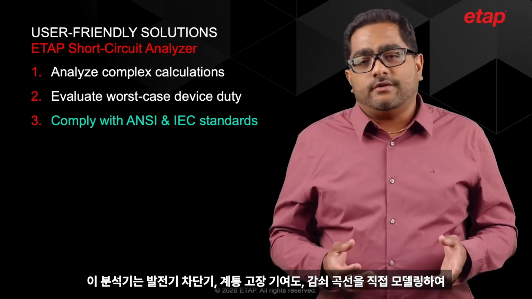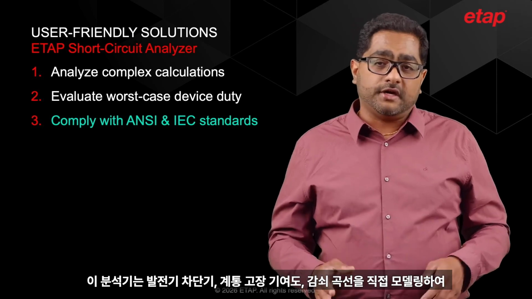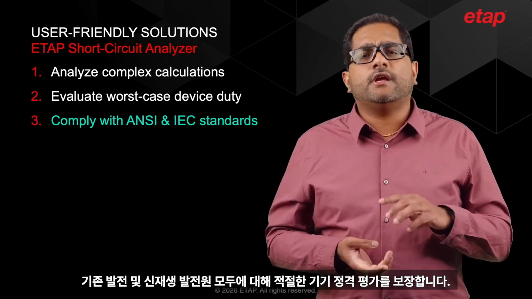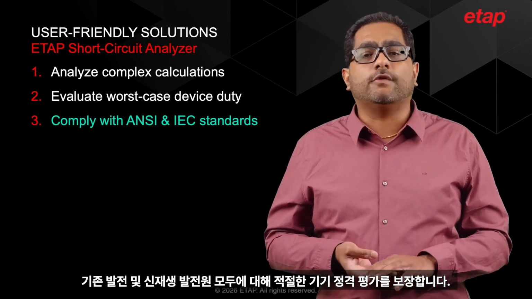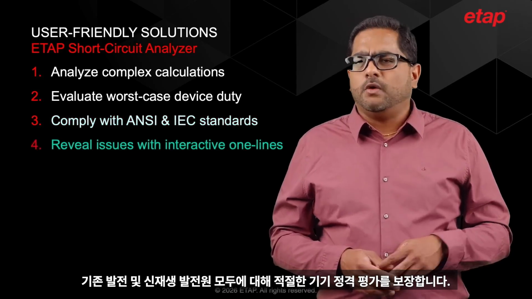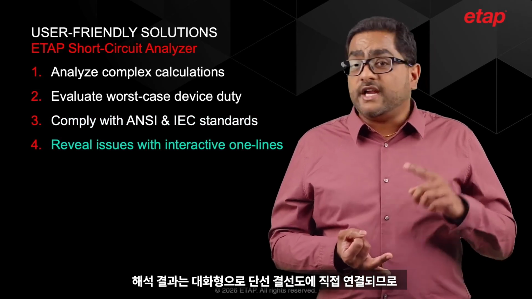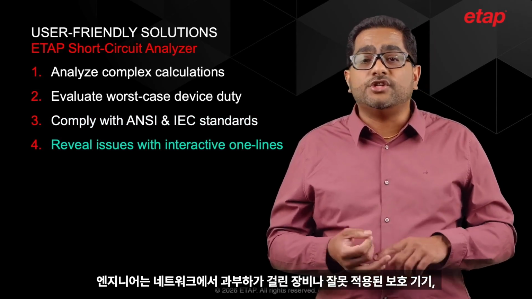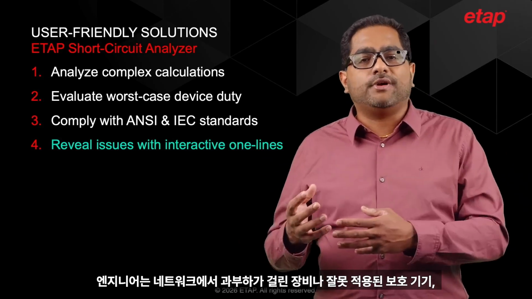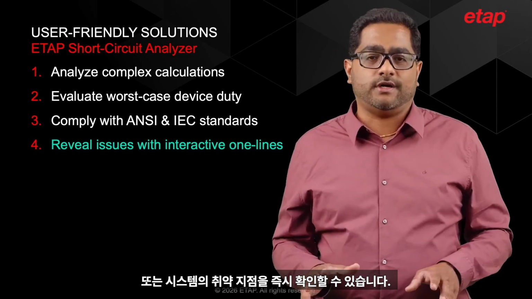The analyzer directly models generator circuit breakers, utility contributions, and decrement curves, ensuring proper duty evaluation for both conventional and renewable generation sources. Results are interactive, tied directly to the one-line diagram so engineers can immediately see overstressed equipment, misapplied protections, or weak points in the network.